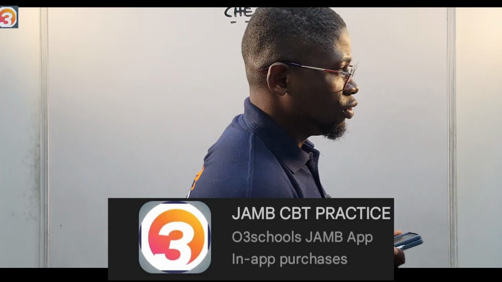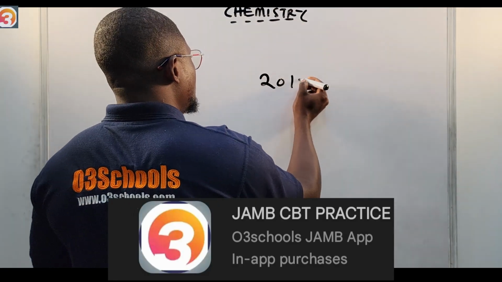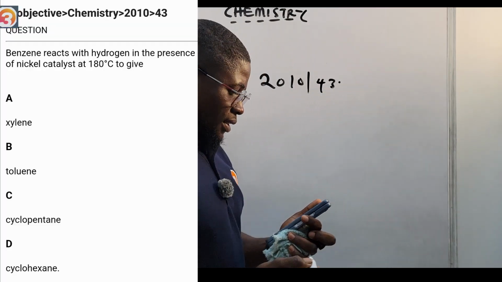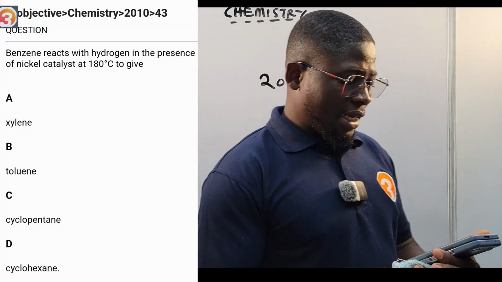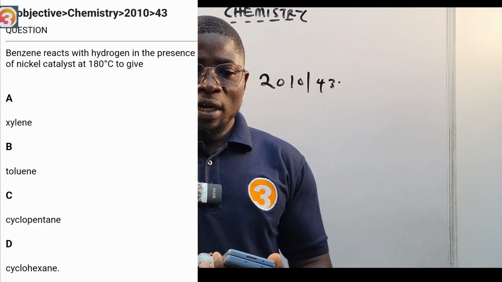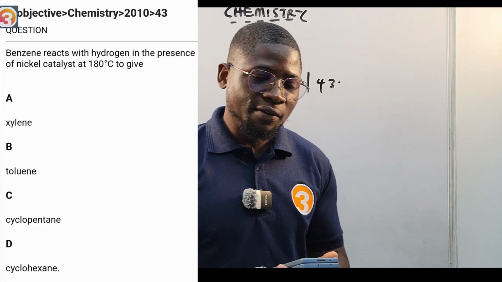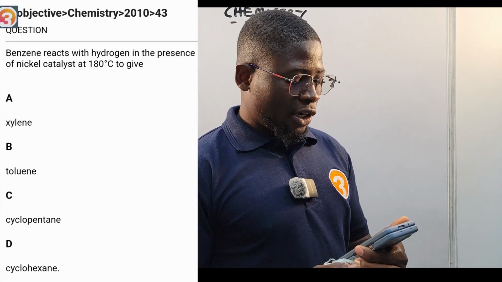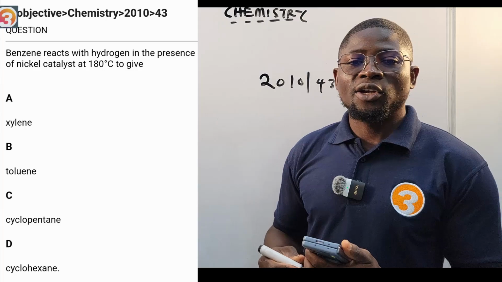This is a 2010 JAMB question, question number 43. It says that benzene reacts with hydrogen in the presence of nickel catalyst at 180 degrees Celsius to give: A, xylene; B, toluene; C, cyclopentane; D, cyclohexane.